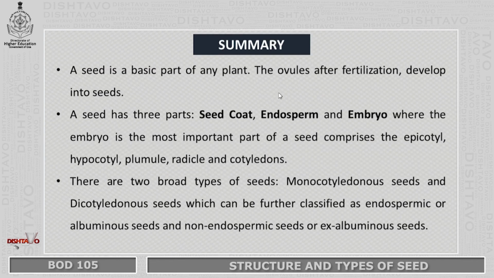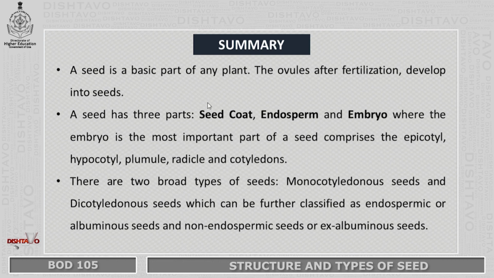Let us summarize what we have learned. We have seen that a seed is the basic part of the plant and is formed by fertilization. That is, they are nothing but ovules after fertilization which develop into seeds. The seed here has three parts, which are the seed coat, the endosperm, and embryo, where the embryo is the most significant part of the seed, which comprises the epicotyl, hypocotyl, plumule, radicle, and cotyledons.